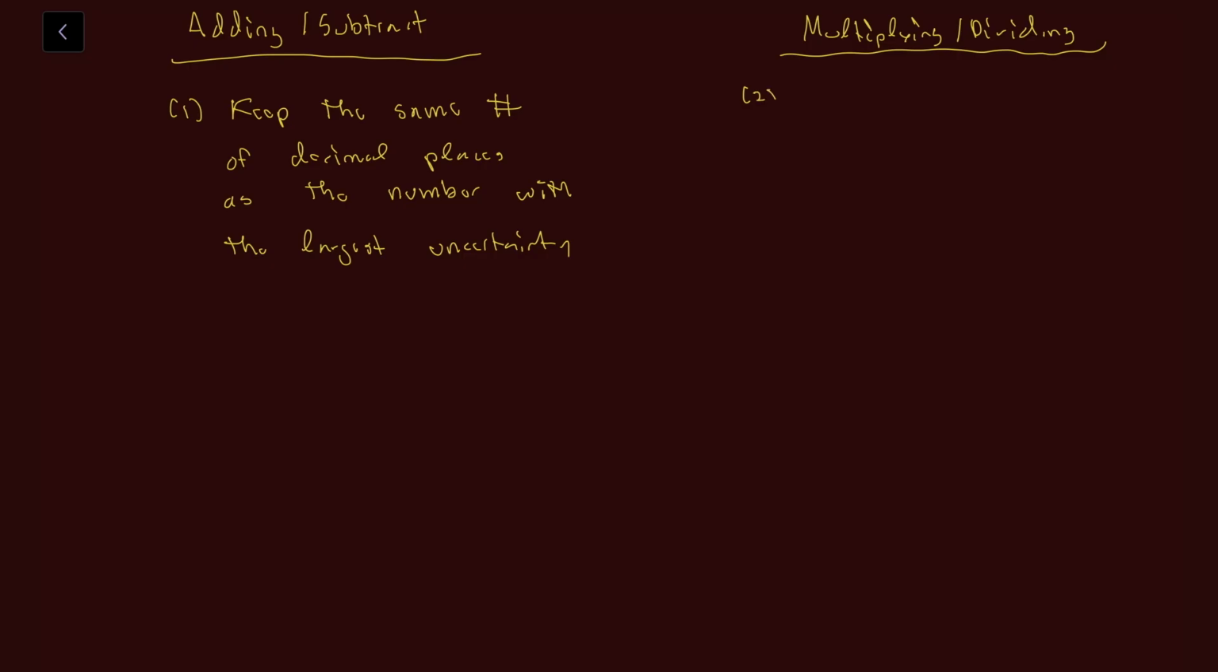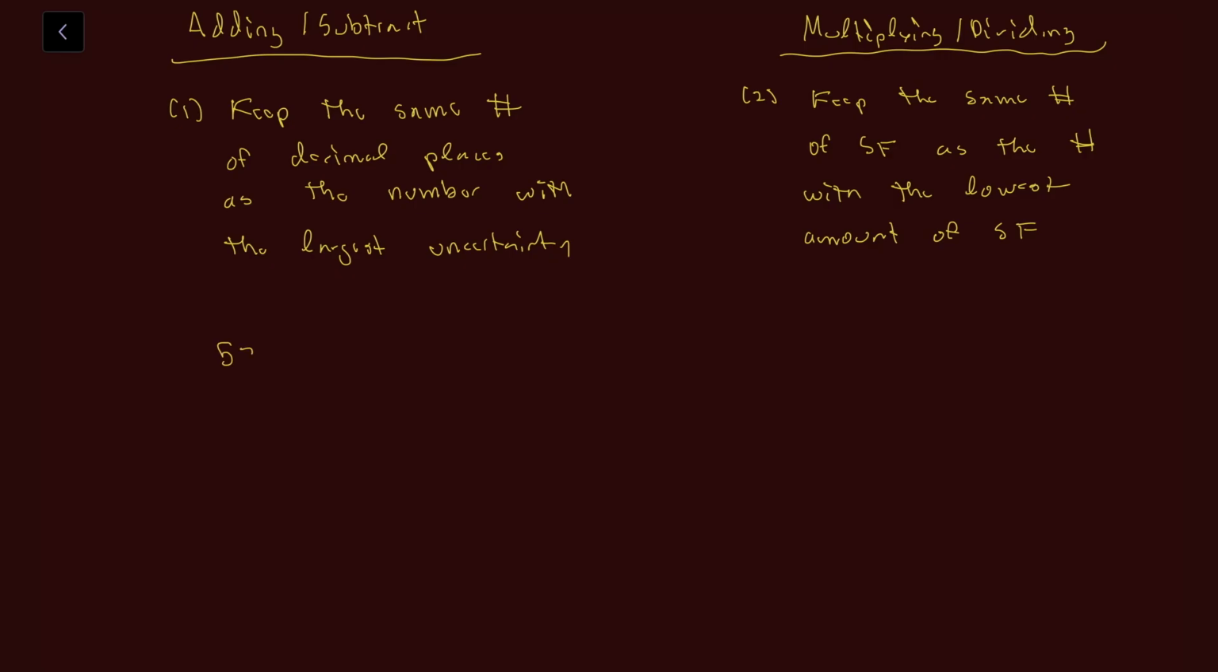Now, when you multiply and divide, your rule is to keep the same number of significant figures as the number with the lowest amount of significant figures. So with those two rules in mind, let's just go over some examples.